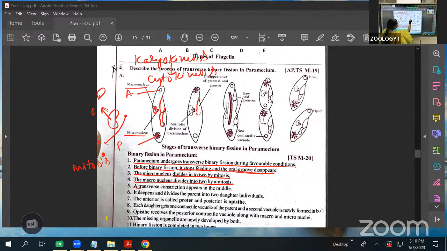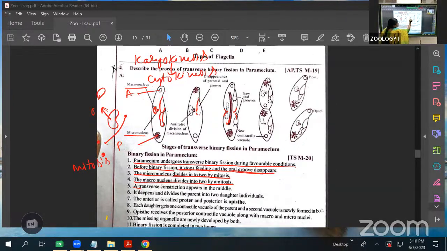Up to here, the karyokinesis is over. After the karyokinesis is finished, the constriction, the folding, will occur. It's like this, the folding. Here the macronucleus is dividing. Here the micronucleus is also dividing.